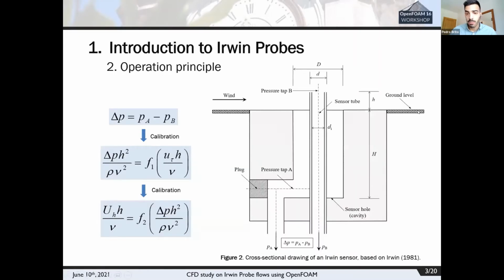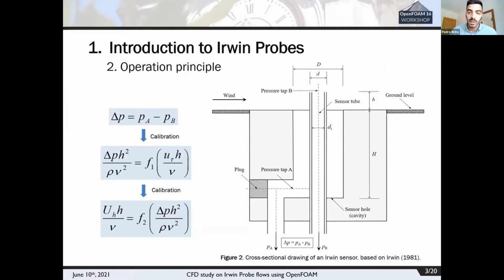So this is the geometry of the Irwin probe in a drawing of a cut. As we see, it can be simply seen as the assembly of a cylindrical cavity flush to the model surface, and from within, an inner coaxial tube with smaller diameter protrudes from the surface up to a distance of h, which is called the protrusion height.